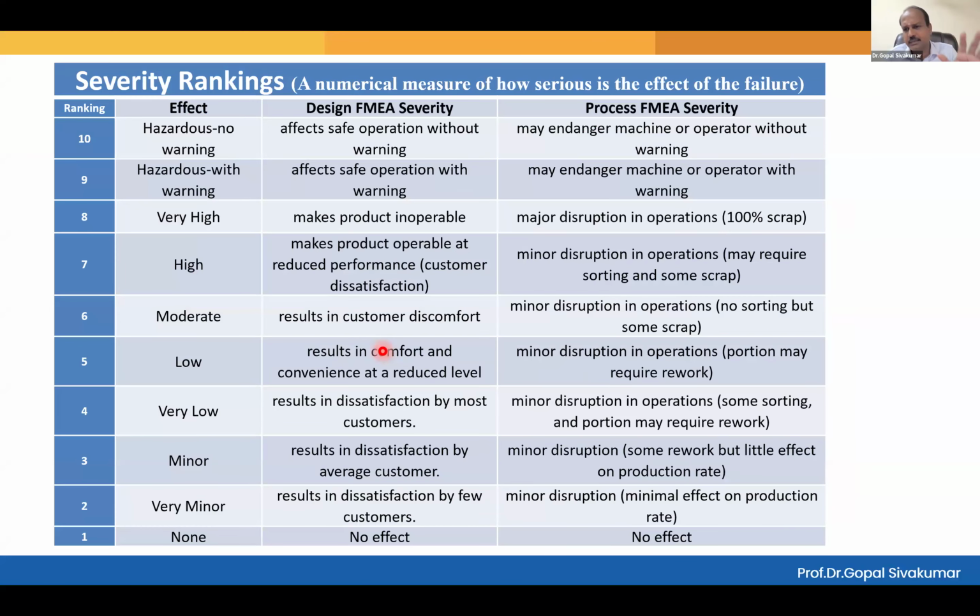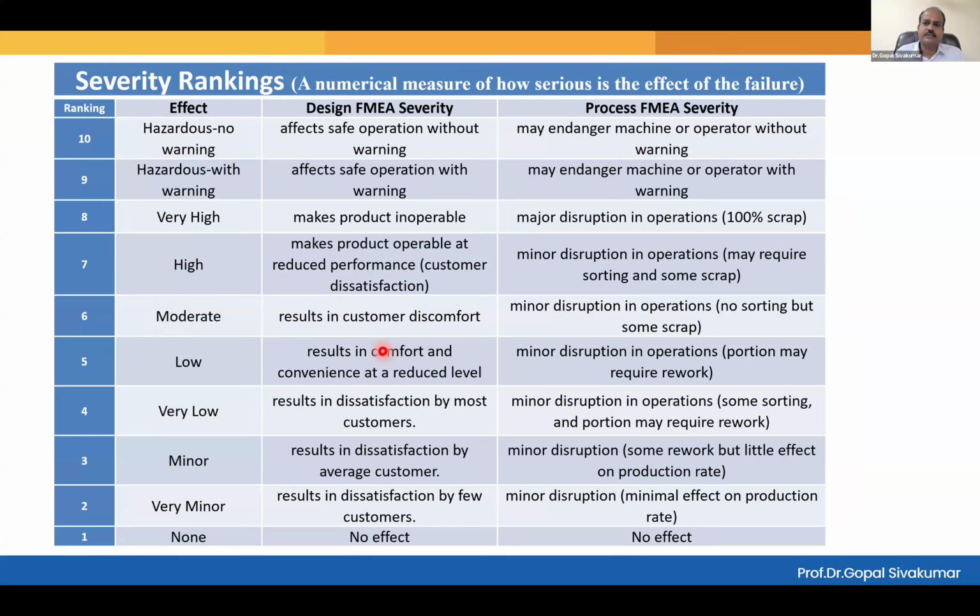So here, this is a standard table. Standard table is only for your knowledge, right? But if you really want to take action, you must have your own table. What are the failure modes in my process? I will only know, isn't it? Somebody else cannot write your failure modes.